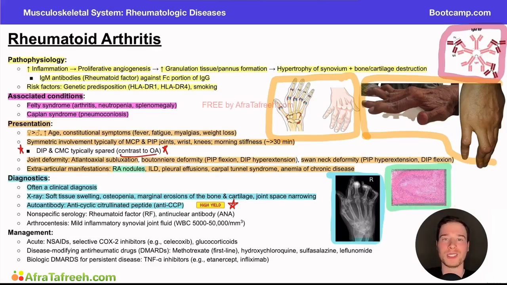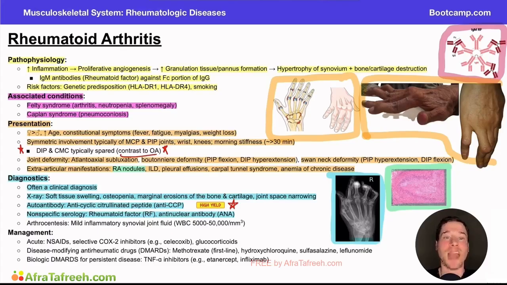Now, some other non-specific tests that we can consider include things like rheumatoid factor and anti-nuclear antibodies. Classic trick though, rheumatoid factor, we expect that everyone has rheumatoid arthritis with rheumatoid factor, but this is not the case. This test actually has less specificity than the anti-CCP test. That is to say, patients can have a negative rheumatoid factor and still have rheumatoid arthritis. Rheumatoid factor itself is not enough to diagnose somebody with rheumatoid arthritis.